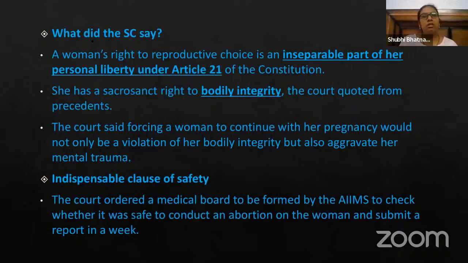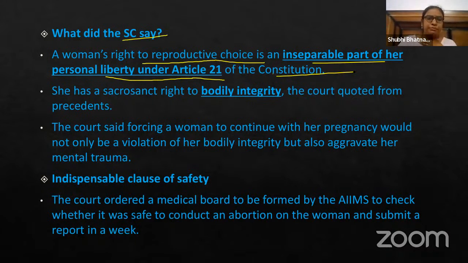Okay, so try करते हैं कि एक्चुअली में सुप्रीम कोर्ट ने क्या बोला है, and what are all the provisions related to abortion. A woman's right to reproductive choice is an inseparable part of her personal liberty under Article 21 of the Constitution. So this is about the woman's personal liberty under Article 21. She has a sacrosanct right to bodily integrity, quoted from the precedent. So this is totally a woman's choice. It's about her body. It's about her right, her basic right.